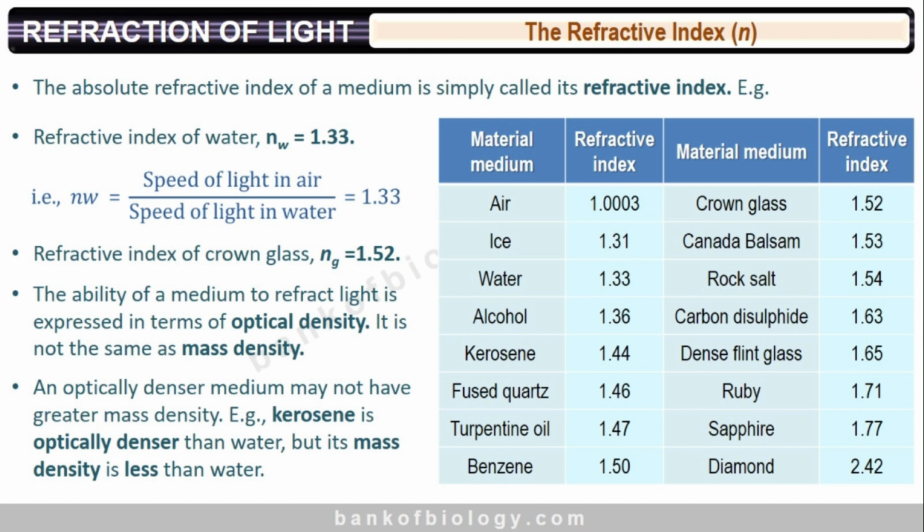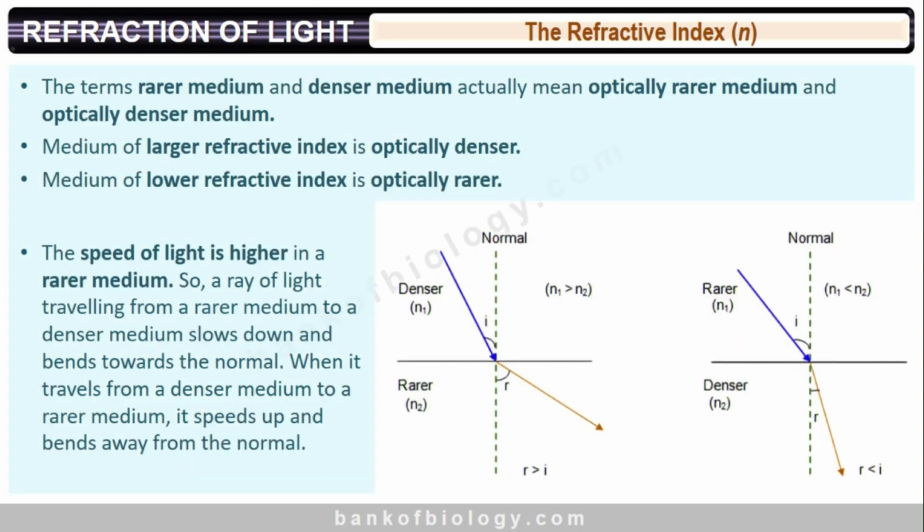Here some examples are given of material media and their refractive indices. The terms rarer medium and denser medium actually mean optically rarer medium and optically denser medium. A medium of large refractive index is optically denser. A medium of lower refractive index is optically rarer.